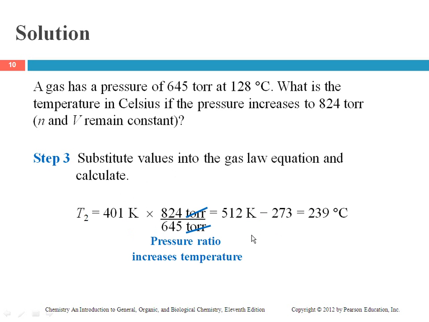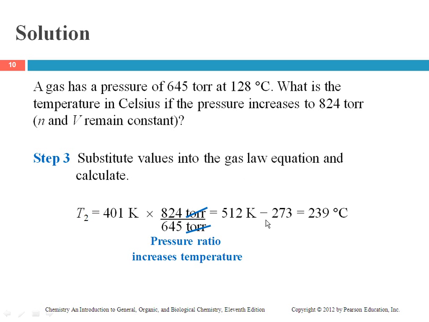So if we plug in the values, we have 401 Kelvin, and we have 824 divided by 645. That's our pressure ratio, and our units cancel there. So we have 401 times whatever number we get when we divide these two numbers, and we get 512 K. So we see that we do have an increase in temperature, just like we expected.